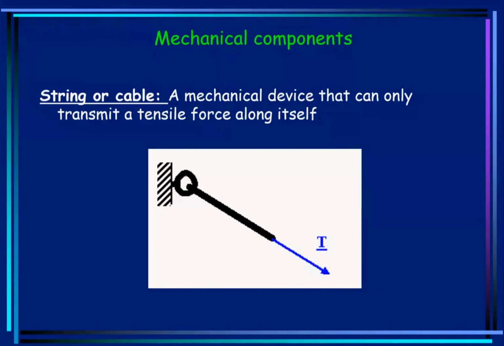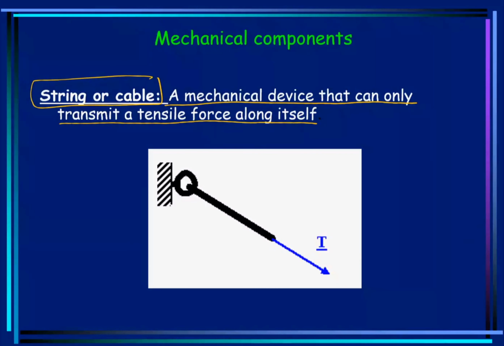So a few things that you have to understand and remember. This is about the reaction forces of different components. So first one is the string, or cable. It says a mechanical device that can only transmit a tensile force along itself. That's the cable or string. You can only pull a rope.